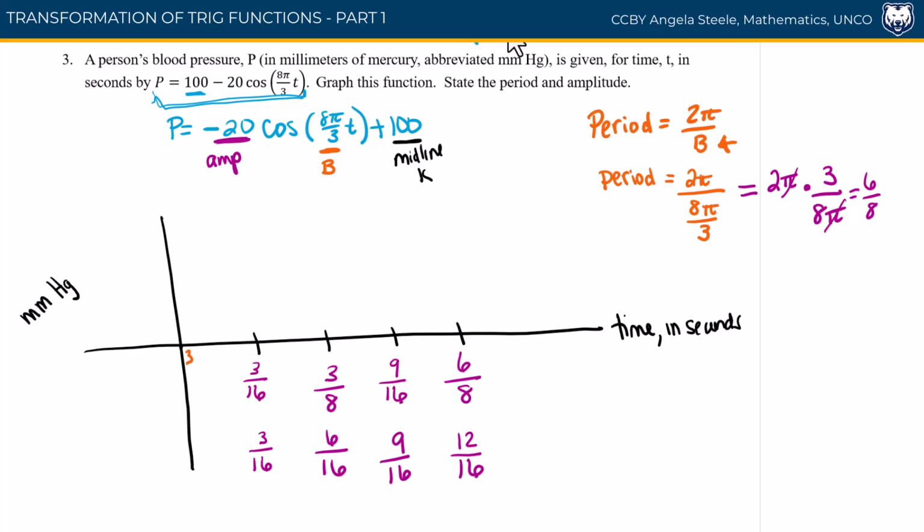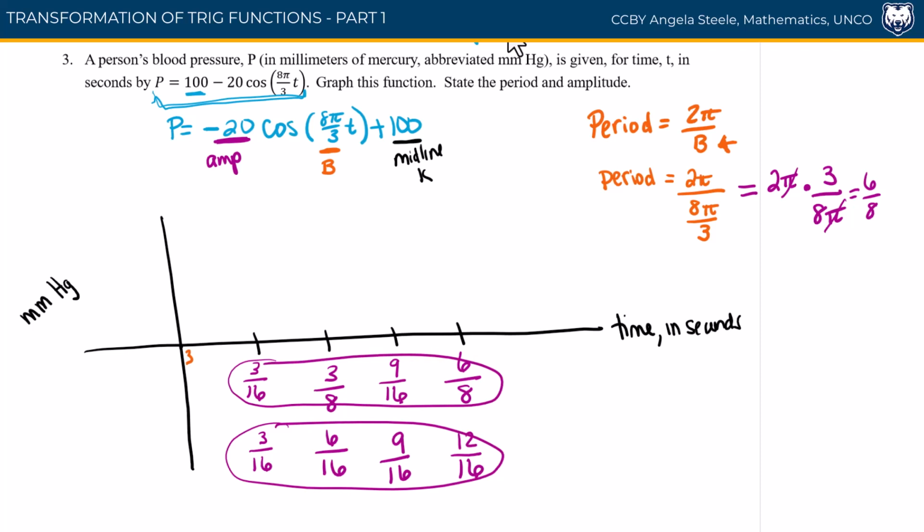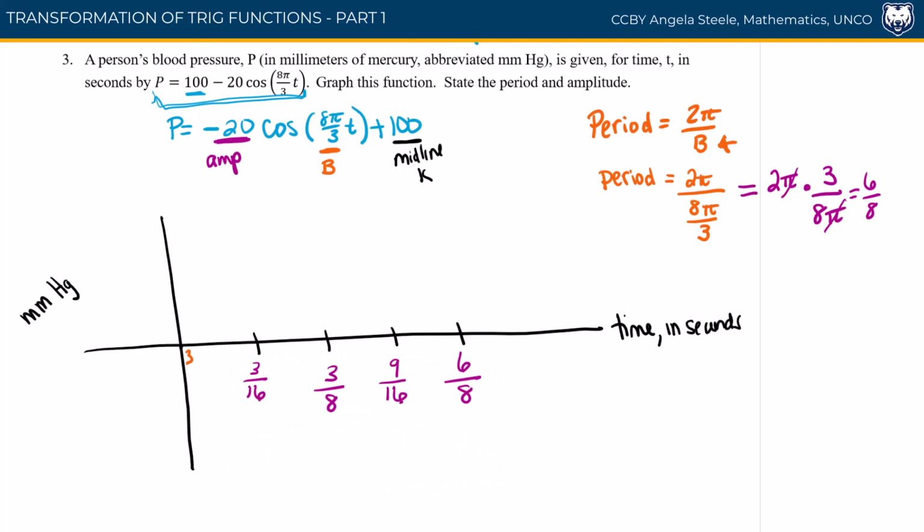Okay, for our graph, it doesn't matter which set of numbers. If you want to write in this set of numbers, do so, they have the same denominator, or you can write this set of numbers. They're equivalent to each other, but that gives us the breakdown of time for the first key moments of our graph.